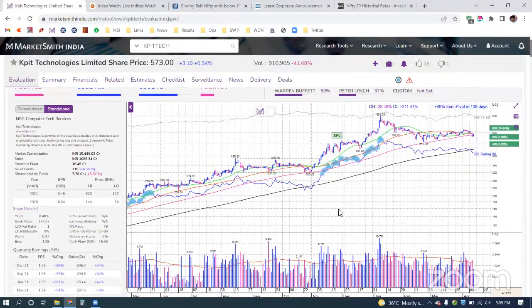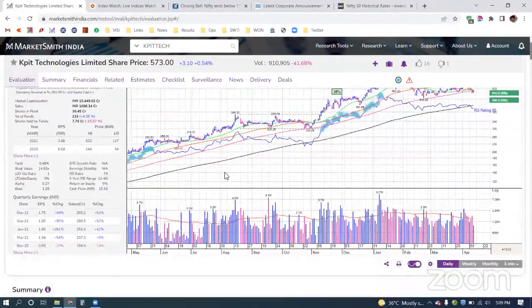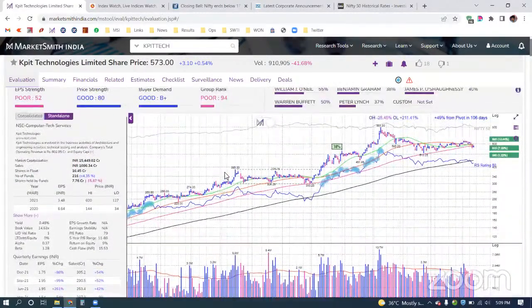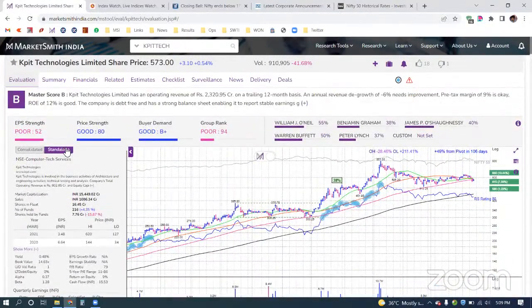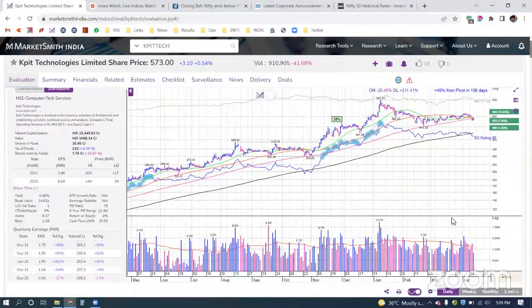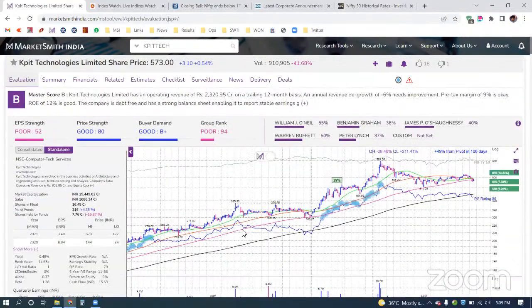EPS rating is slightly poor because of previous quarters in December 20 and prior to that. But in the recent quarters, it has reported very good numbers on both sales and EPS. Hence, we might see an upgrade in the EPS rating. Technical ratings are doing good. Price strength of 80 and buyer demand of B plus are a good indication. Number of funds have also increased in the last quarter by 4%, indicating good demand for the stock among institutional investors.